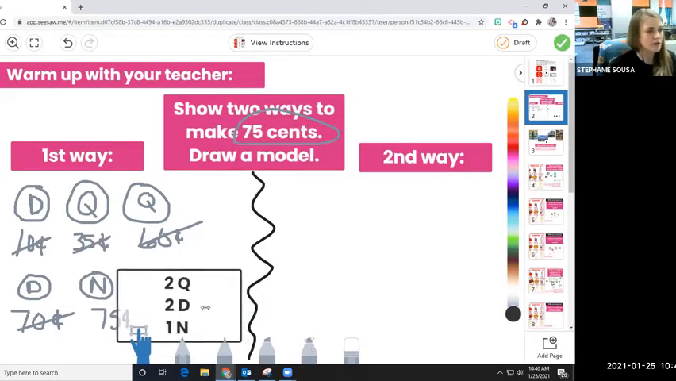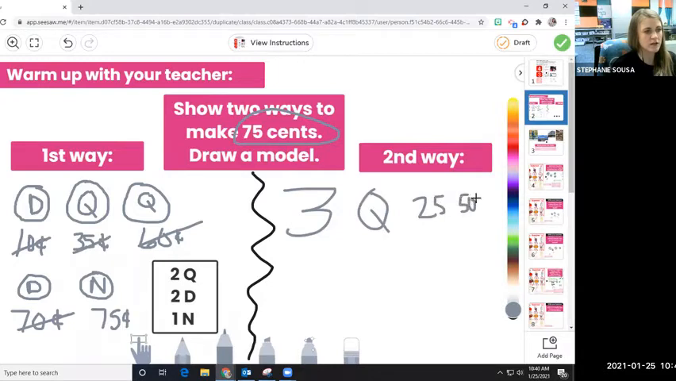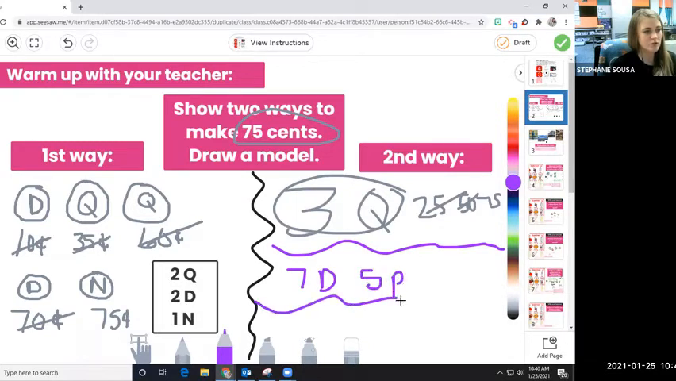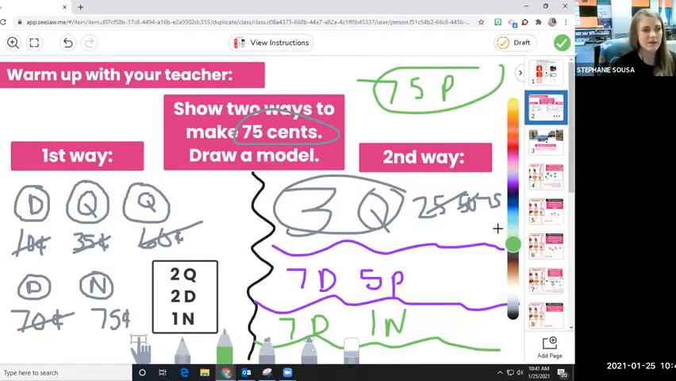There we go. Now we're going to make 75 cents another way, and I'm going to amaze you. Watch this. We could use 3 quarters to have 25, 50, 75. Boom, there it is, 3 quarters. We could also do 7 dimes and 5 pennies. We could also do 7 dimes and 1 nickel. Lots of different ways to make 75 cents. We could also do 75 pennies if we want our pockets to jingle a lot. Okay? Lots of ways to make 75 cents.